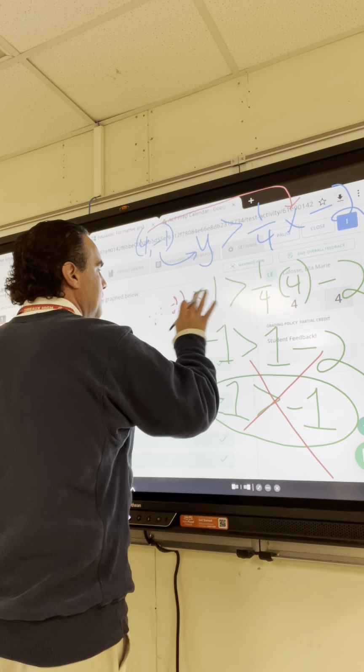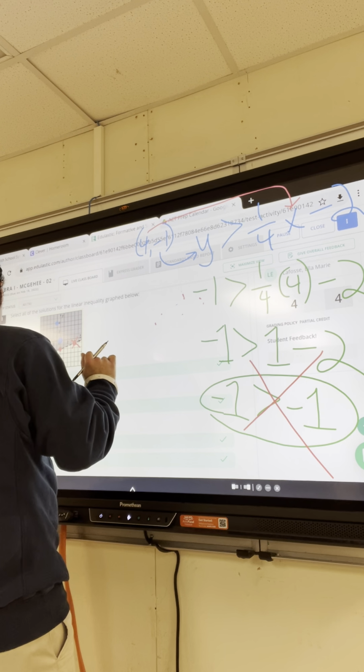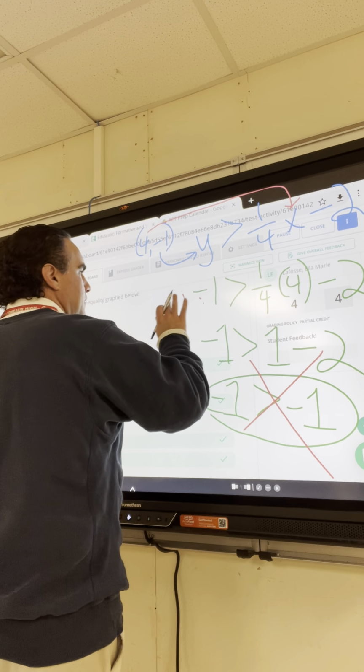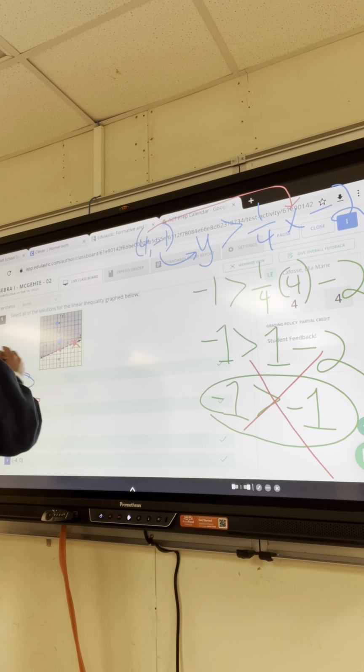I need a bigger eraser marker. Oh, I have one. All right. So let's try this again.